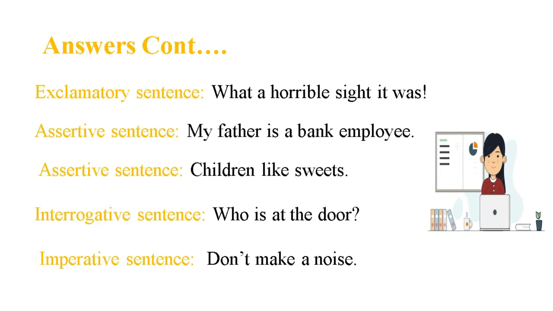Children like sweets. Again a simple statement which states something. This is an assertive sentence. Who is at the door? So this sentence, a question is being asked. So this type of sentence is an interrogative sentence. Don't make a noise. Again a command or order is made. So this type of sentence is an imperative sentence. So I think all these types of sentences are now clear to you.